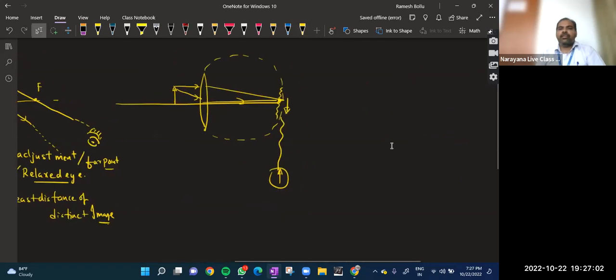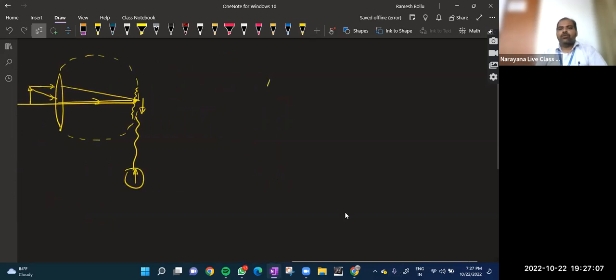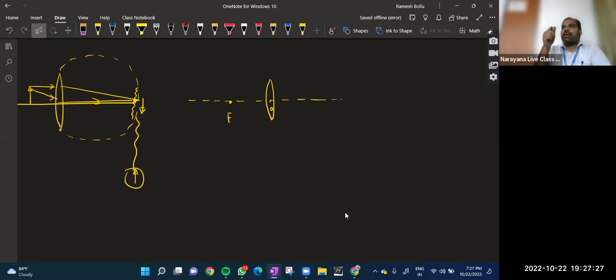So listen here, friends. Now, this is a convex lens. Just for a while, imagine you are a librarian. Where do you have to keep the book? You are using your magnifying glass or simple microscope or convex lens. Where do you have to keep that book? That book must be kept between the optic center and the point of focus.